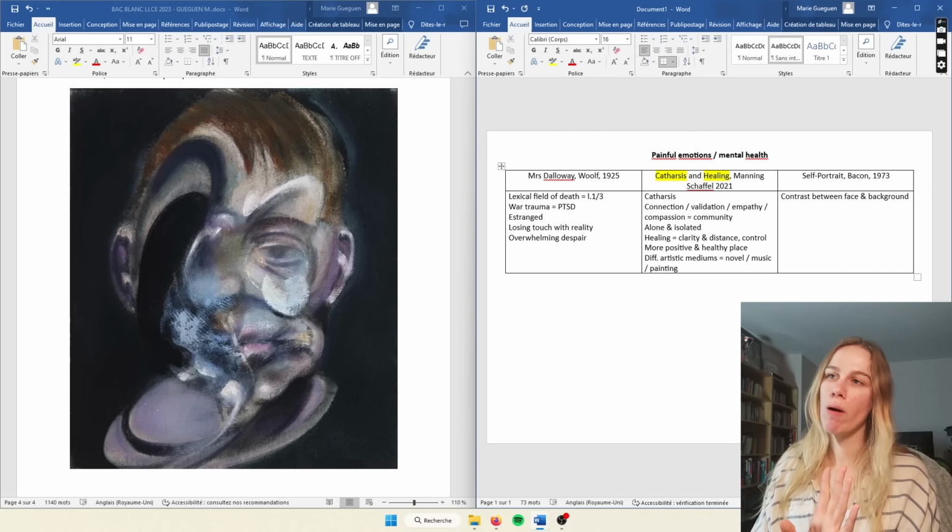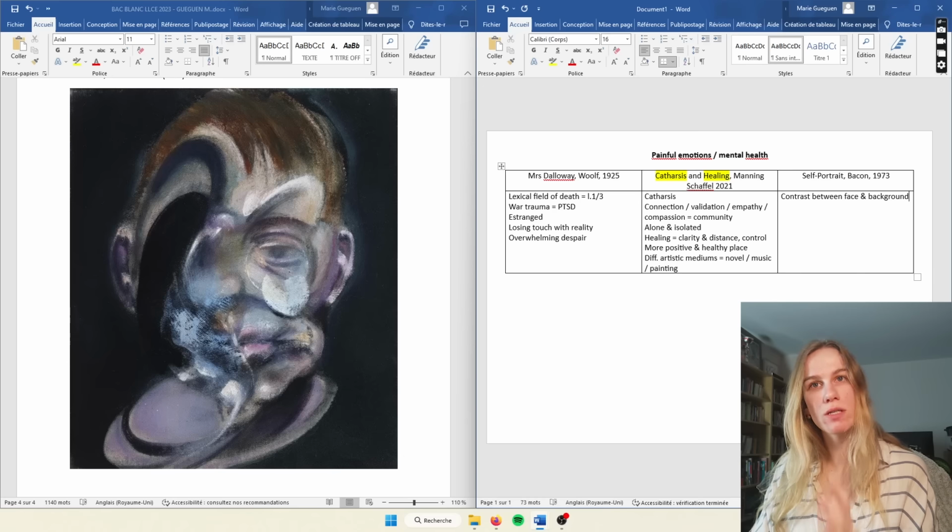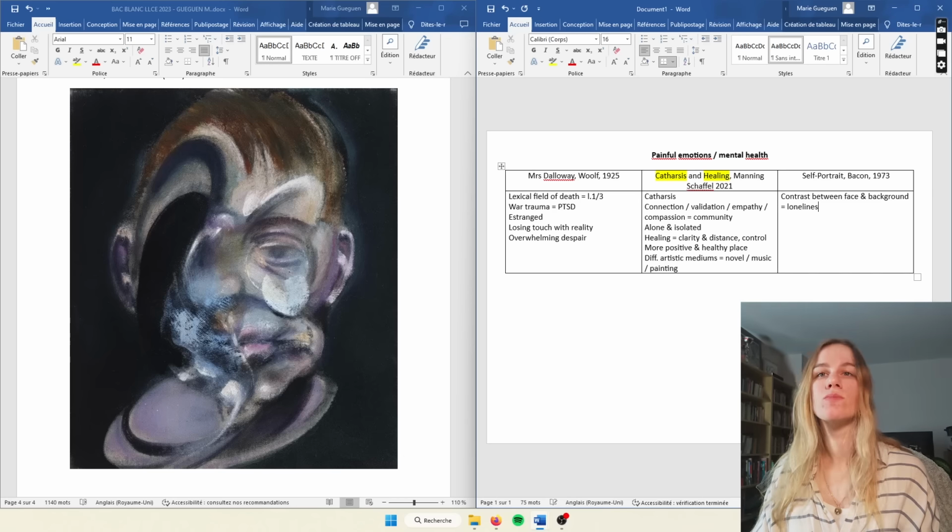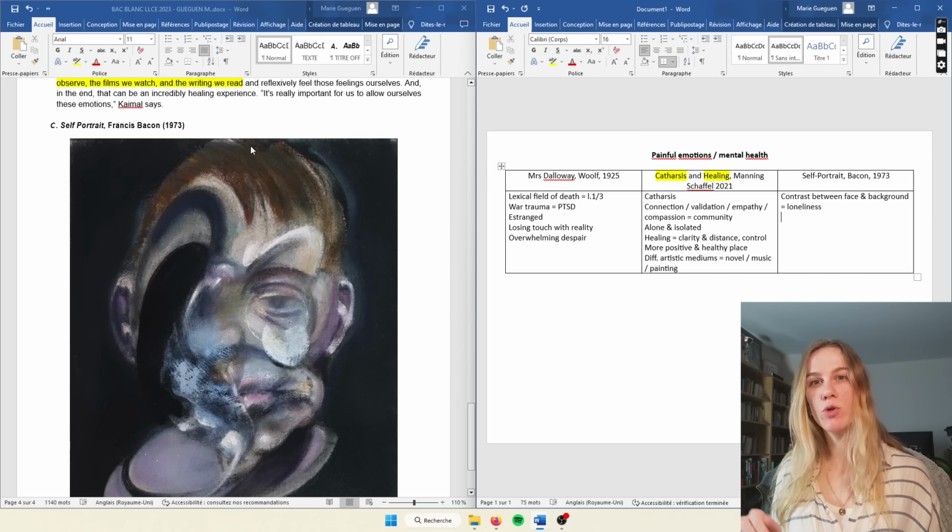The dark background suggests a void, so it can be the idea of loneliness that we found in the first document and that was mentioned in the second document as well. When you have a picture like this, be it a photograph or a painting, try to pay attention to the title, because the title will help you understand and better analyze the document.